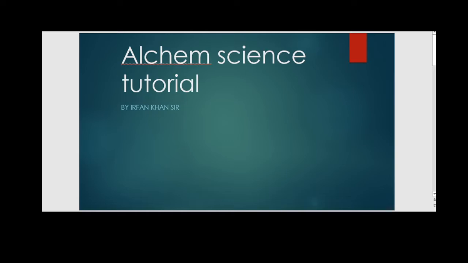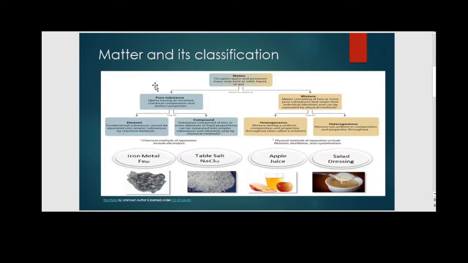But right now in this lecture we will study about the classification of matter on the basis of their chemical properties. As you can see here, the matter is mostly classified into two parts: pure substances and mixtures. And pure substances is further classified into elements and compounds, and mixture is classified into homogeneous mixtures and heterogeneous mixtures. This is all about the chemical classification of matter. So let's understand what we mean by elements, compounds, homogeneous mixtures and heterogeneous mixtures.